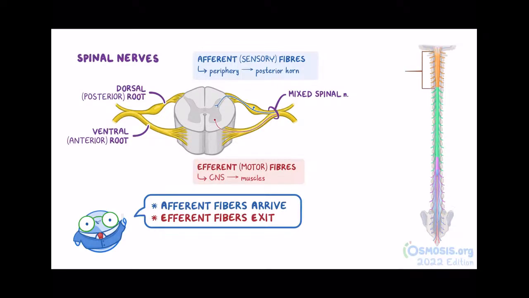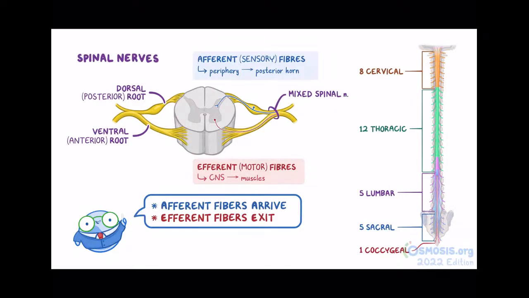Starting superiorly, there are 8 pairs of cervical spinal nerves, 12 pairs of thoracic, 5 pairs in the lumbar region, another 5 pairs in the sacral region, and a single pair of coccygeal spinal nerves.